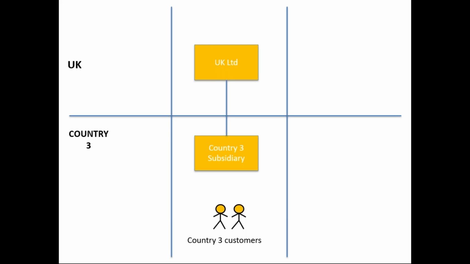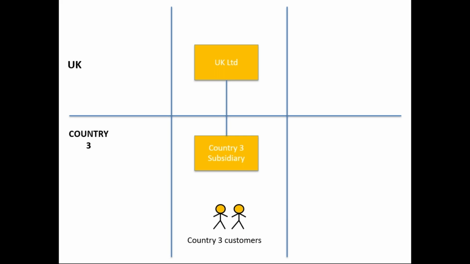If we fast forward 2 years, in addition to a thriving business in country 1, they've now started to trade in country 3, and in this case for commercial reasons have incorporated a subsidiary in country 3. Cash flow forecasts for the subsidiary show that it will not be profitable for the first 12 months and therefore will require funding.